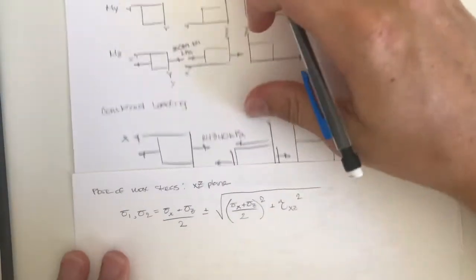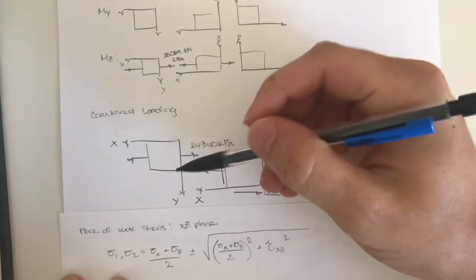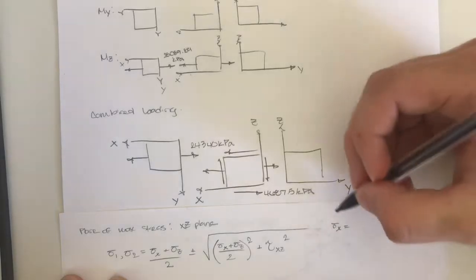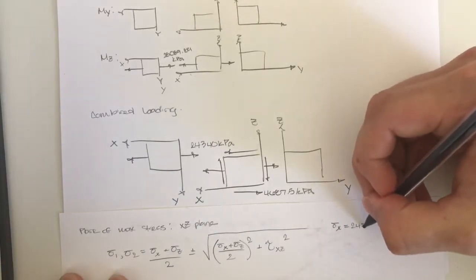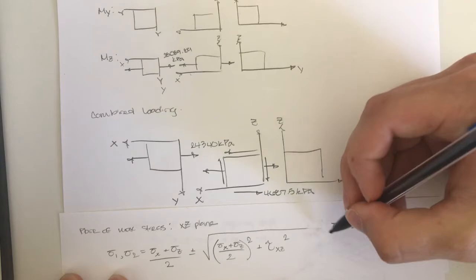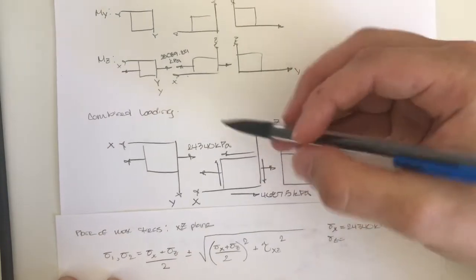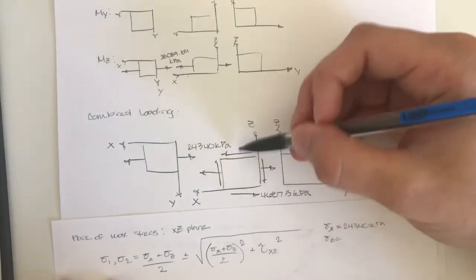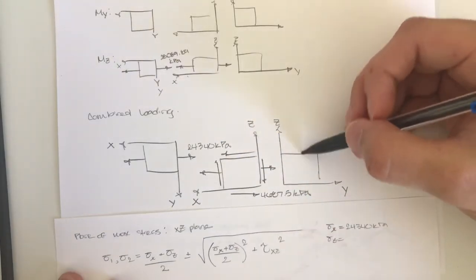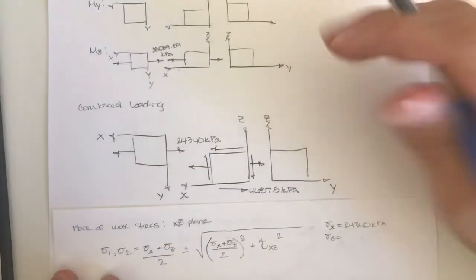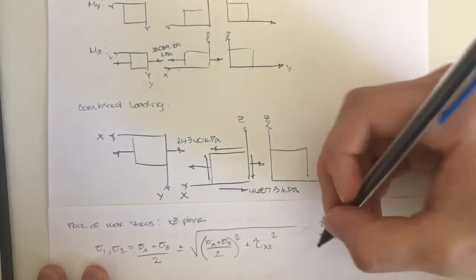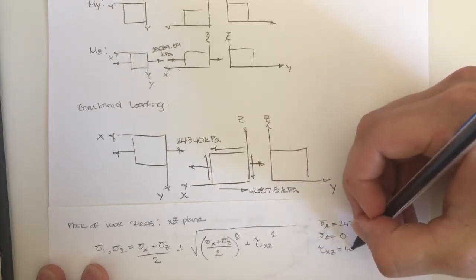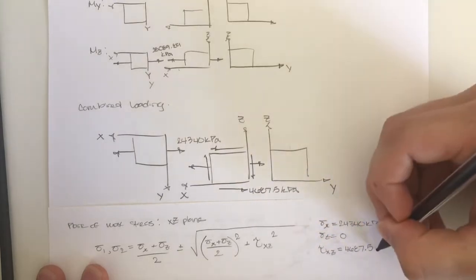So as we can see in this, there's only stress in the x, so that's 24,340. Stress in the z is 0. If there was a stress in the z, there would be a tensile or compressive force in this axis right here, and there would be one here as well, but there's not. So that is equal to 0. Tau xz is equal to 4687.5 kilopascals.